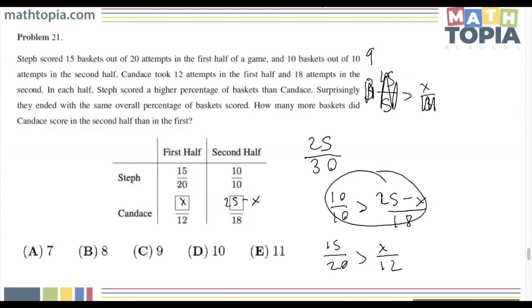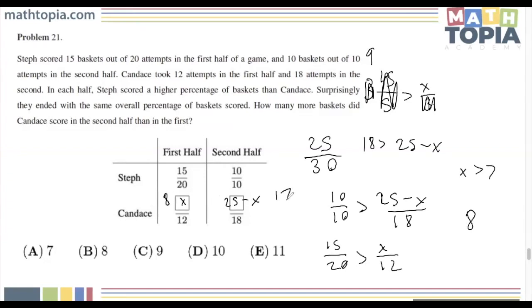And then from here, obviously 25 minus x has to be less than 18, right? And from here, we can just get x is greater than 7. So x is less than 9, but greater than 7, and it's an integer. Therefore, we know x is 8. And therefore, in the first half, 8 baskets were scored. In the second, 17 were scored. So how many more did Candace score in the second than the first? It would be 9. So 9C.